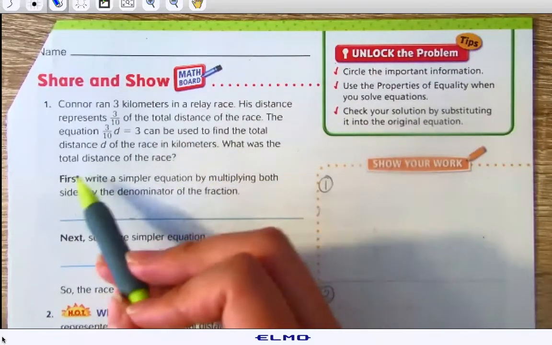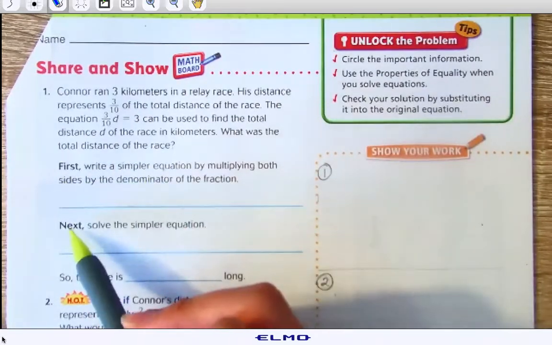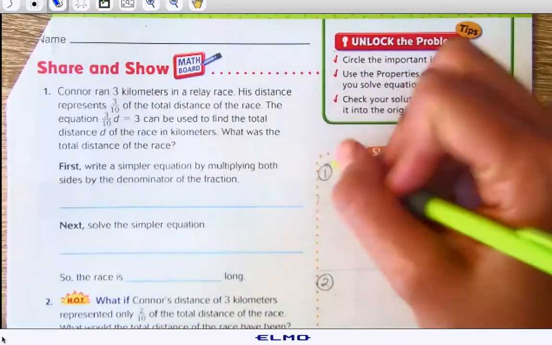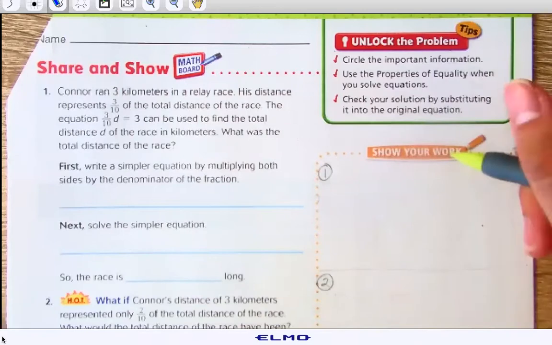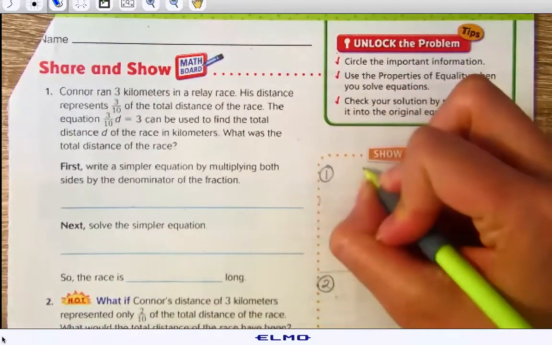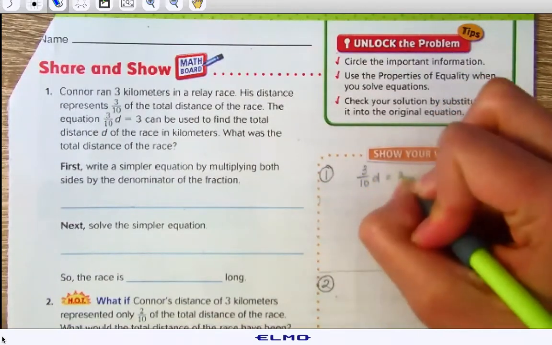Well, let's look at what it's asking us to do. We need to write a simpler equation, and then we need to solve that equation. So I'm going to show all of our work over here. Make sure to show your work in this show your work box as well. First, we need to write down our equation. So we have 3/10 times d equals 3.